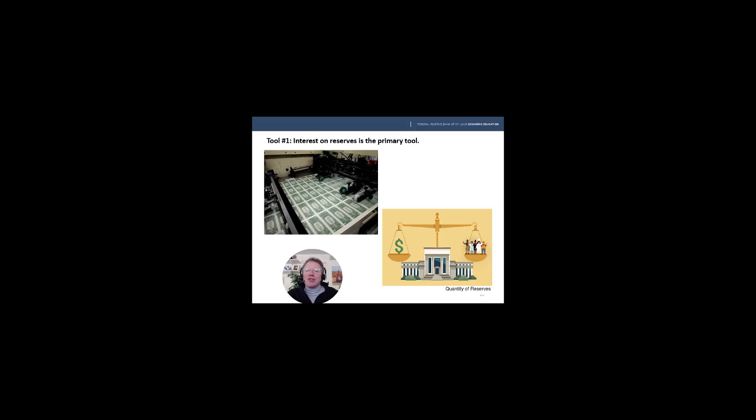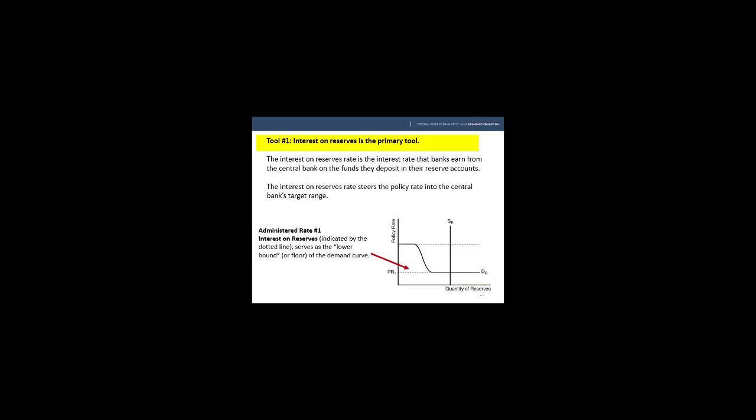The remainder of our discussion will focus on how these tools used by central banks under an ample reserves model help them reach their broad economic goals of stable prices and full employment. The first tool, and the most effective and primary tool, is interest on reserves. Remember, a central bank acts as a bank for banks.